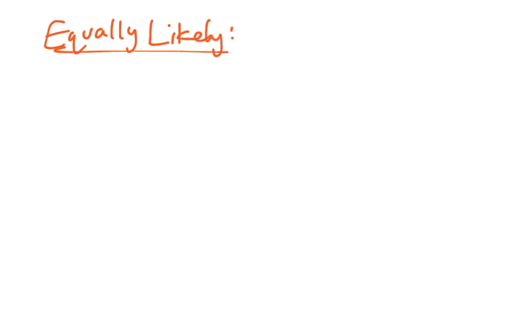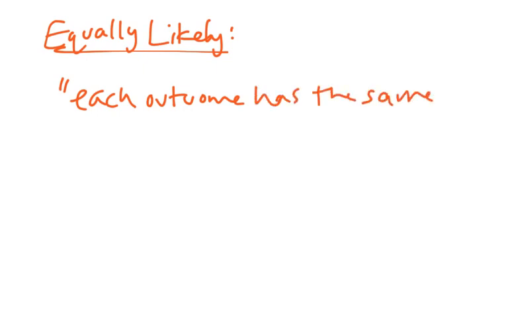If I tell you that 2 events are equally likely, this word equally means exactly as it sounds. It means that each outcome has the same probability.